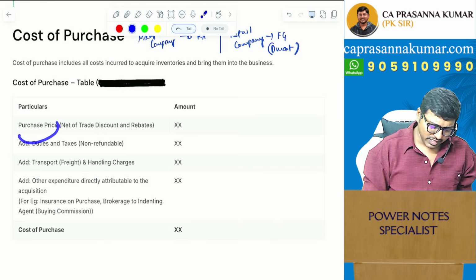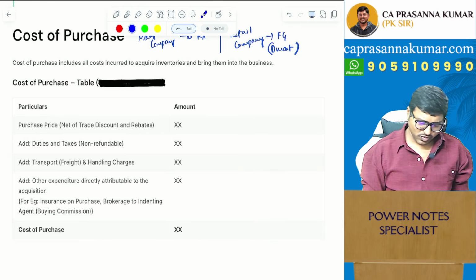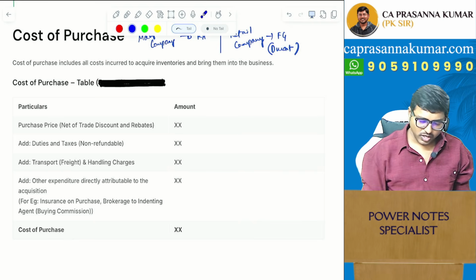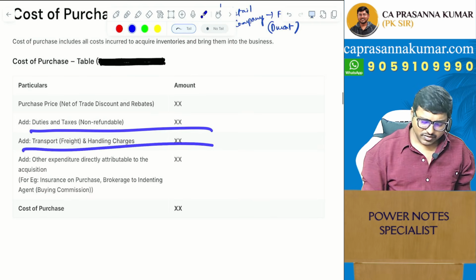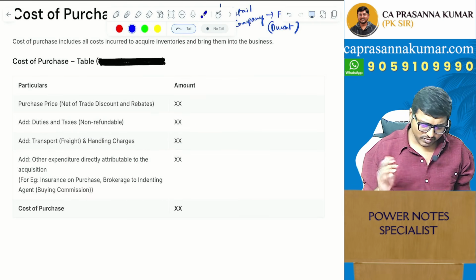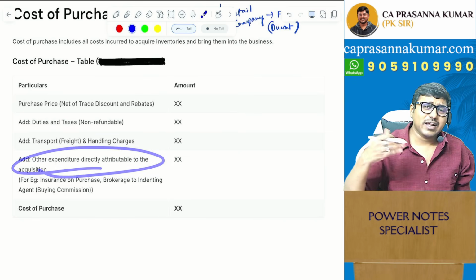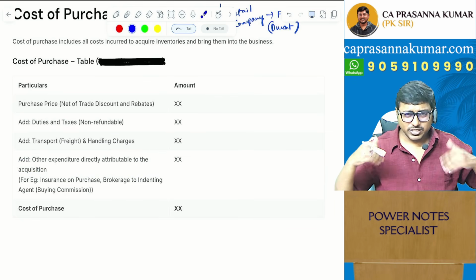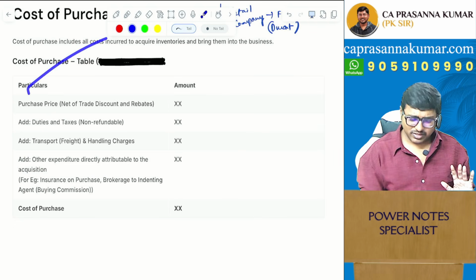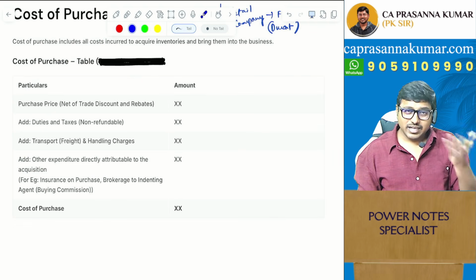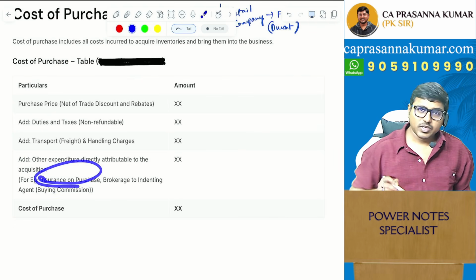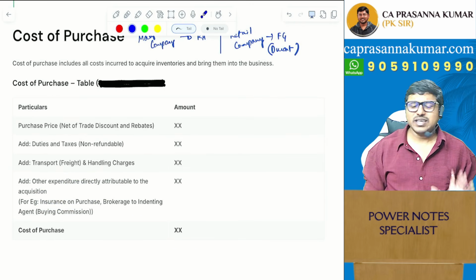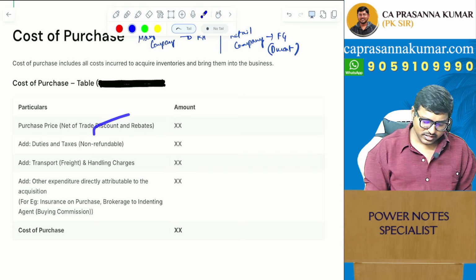No matter what, let's look at how to calculate cost of purchase. Very easy. Purchase price net of trade discount as well as rebates. Add all the non-refundable taxes. Refundable taxes will not be added. Non-refundable will be added. And then transport, freight and handling charges also will be added. Any other expenditure which is directly attributable. Directly attributable means directly related to purchase of inventory, that is purchase of raw material in this case. For example, insurance, some brokerage. All this put together, we call it cost of purchase. So very easy. The moment you see the question, you'll understand this will come.